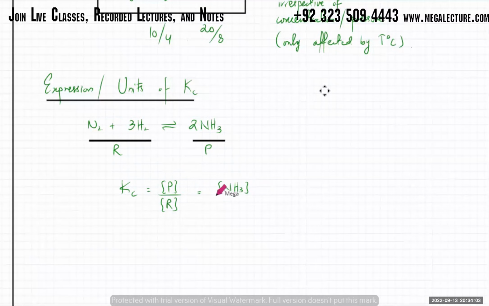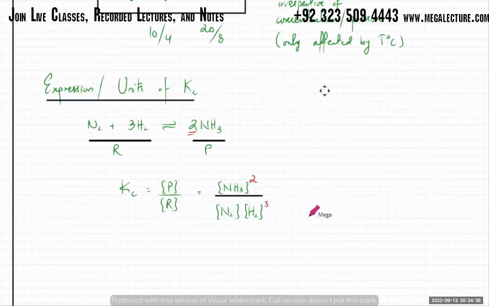And we've got reactants, what are the reactants? We've got N2 and H2. So we've got N2 concentration and H2 concentration. That's product over reactants. But there's one thing: the coefficient becomes the exponent. NH3 has a 2 here, so this will become squared. N2 has a coefficient of 1, H2 has a coefficient of 3, so that means it's cubed.